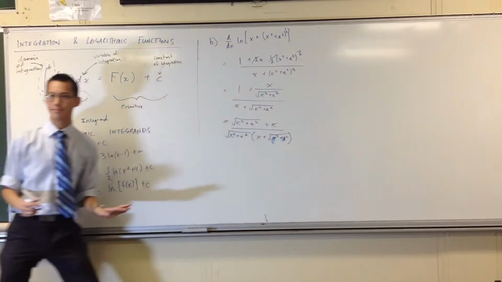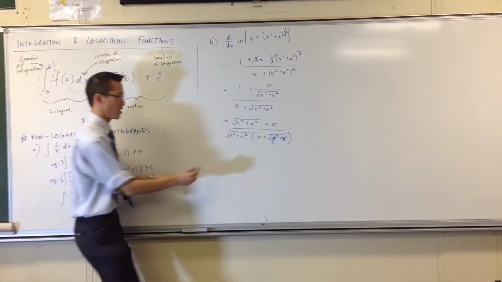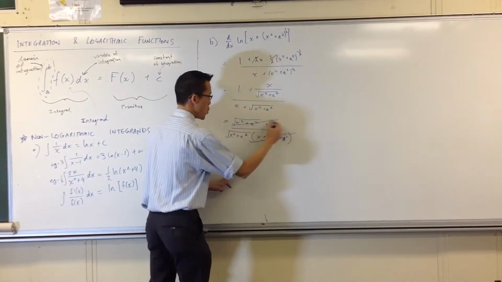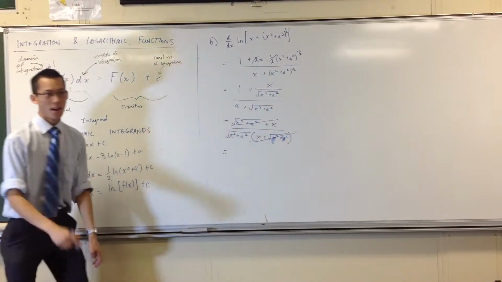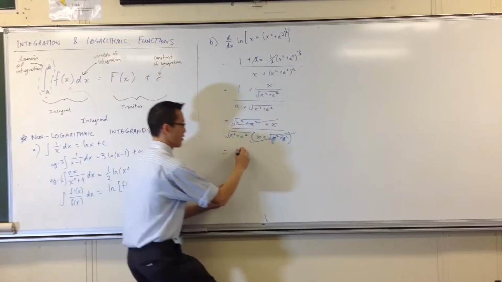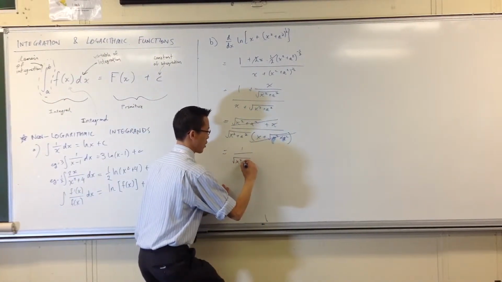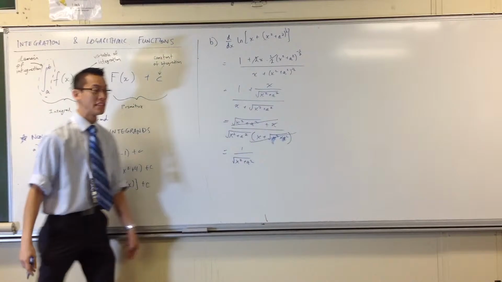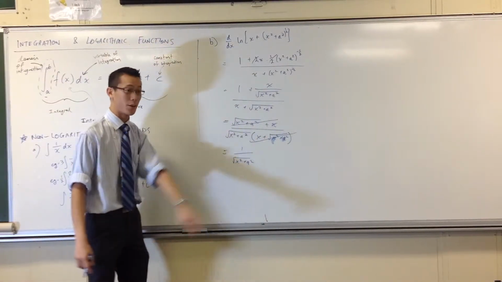Okay, now what? I can just cancel, can't I? There we go, done. So all I have on the top is just a 1 over x squared plus a squared. That's kind of neat. That's nice. It looked really awful to start with. Okay.